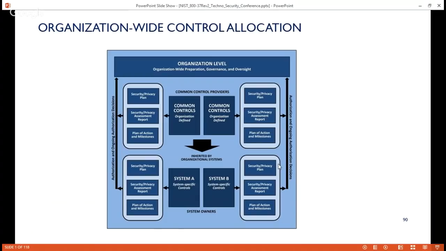Here's a graphic of what it looks like: organization-wide control allocation, that is, where you have your common controls and then you have your systems. And for every system, you're going to have a system security plan, a security assessment report, a privacy plan, a privacy assessment report, and a plan of action and milestones to identify how you're going to overcome any deficits between what you intended versus what's actually implemented.